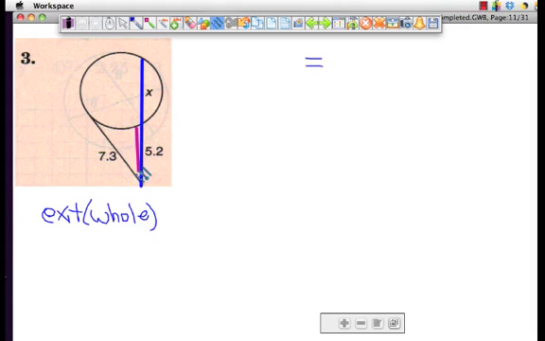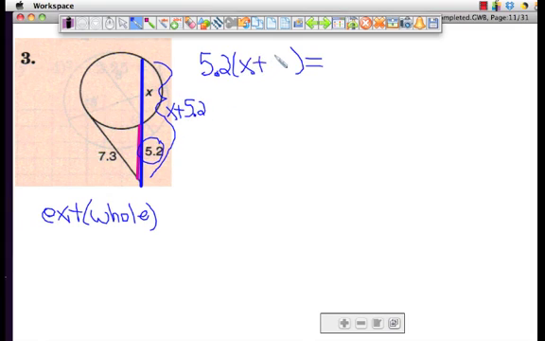This piece sticking out, 5.2. All right, so we're going to start with that, the outside piece, 5.2. And we're going to multiply that by the whole piece. The whole piece is blue, and you're just adding your segments together. It's really x plus 5.2.